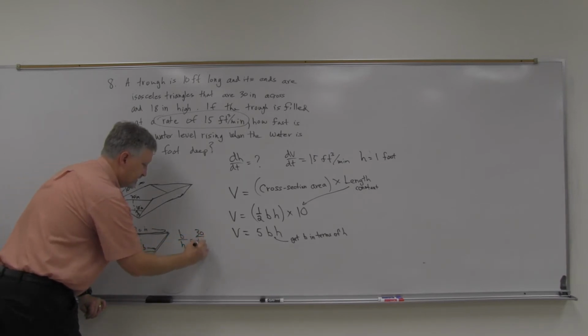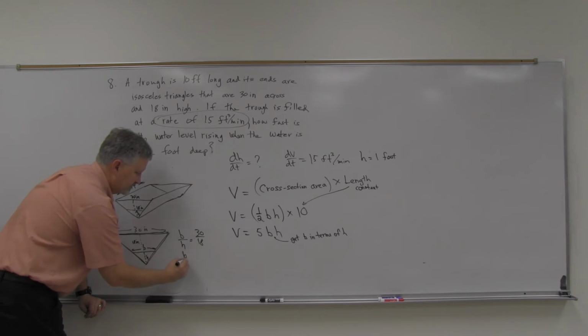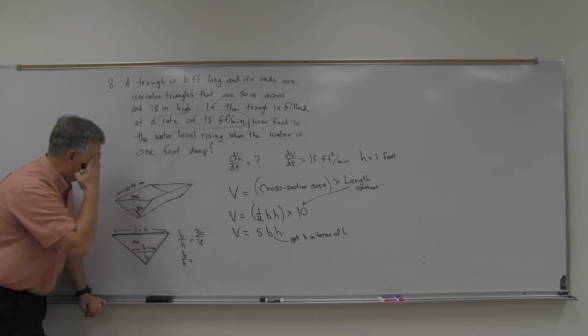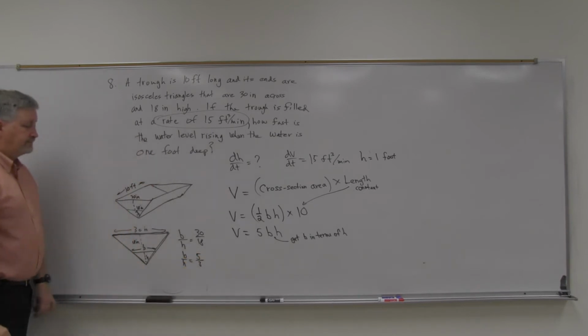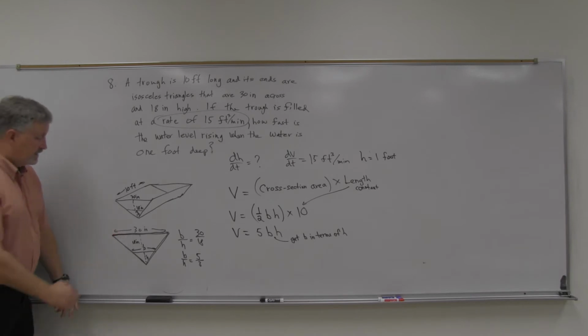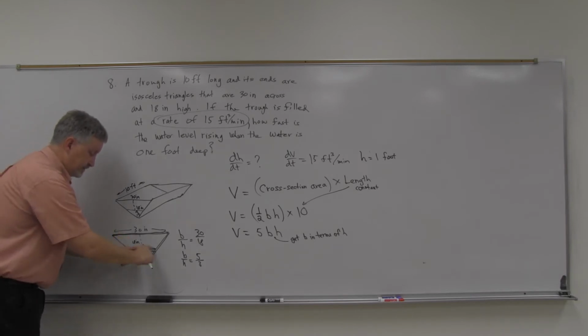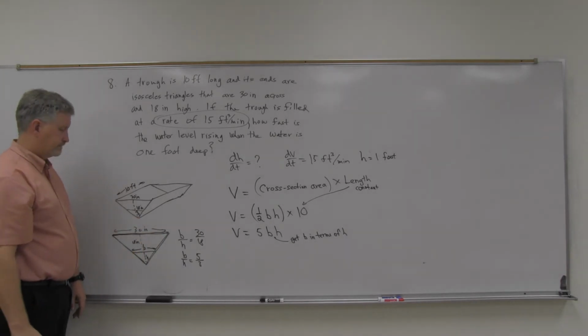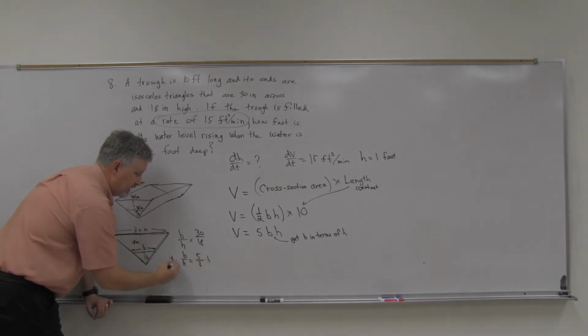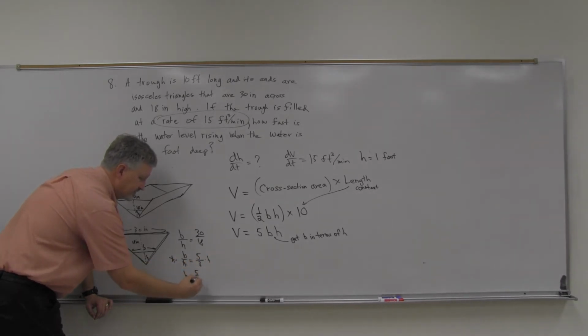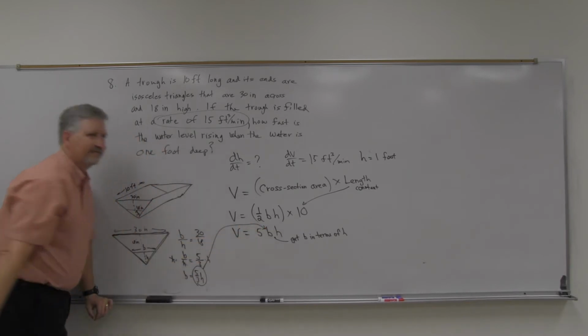So 30 is to 18, which does simplify, if you want to go ahead and do that, reduces by 6, to 5/3. Are you with me there? See that relationship? The little b to the h is the same as the 30 to the 18 because it's similar triangles. What that gives me is a way to write b in terms of h, because if I multiply both sides by h, I've got b equals 5/3 h.